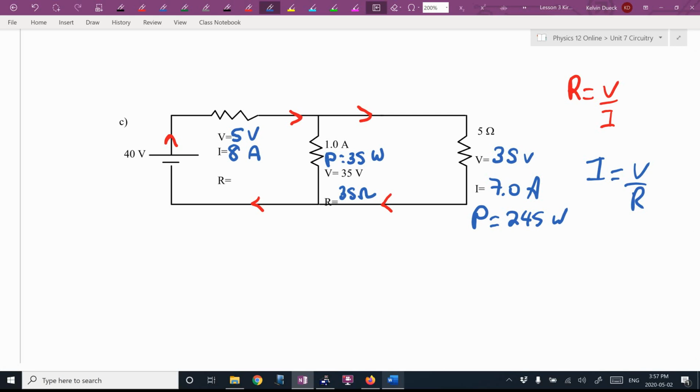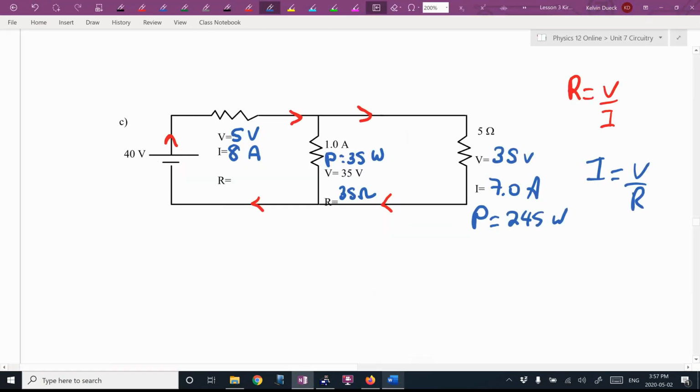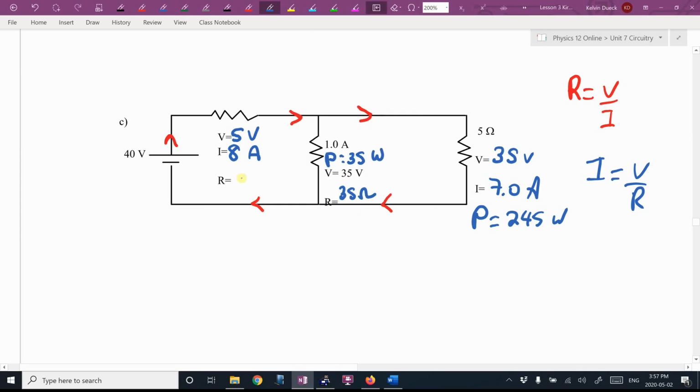Knock, knock. Step three. I know two things. I know four things. So R is V over I. It's going to be 5 divided by 8, 0.625 ohms. And power is going to be V times I, which is going to be 40 watts.